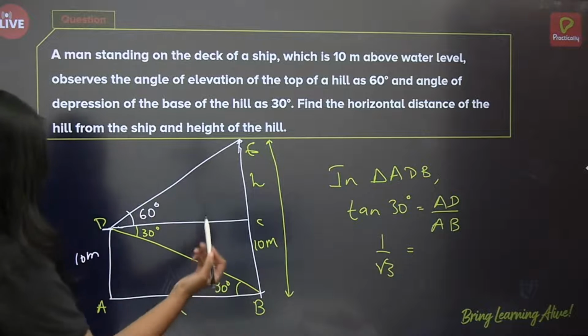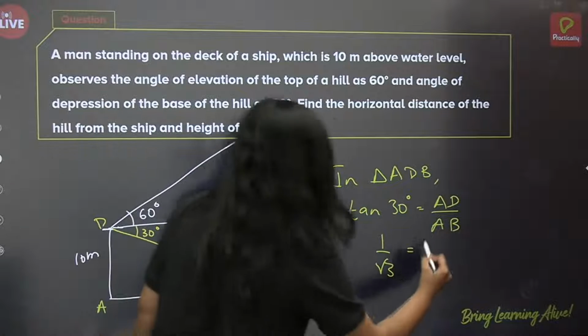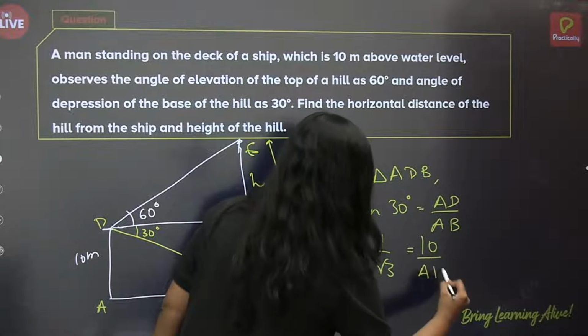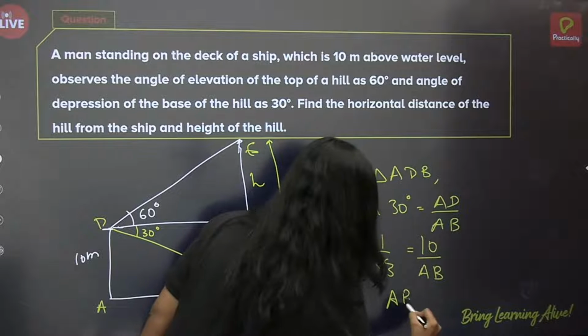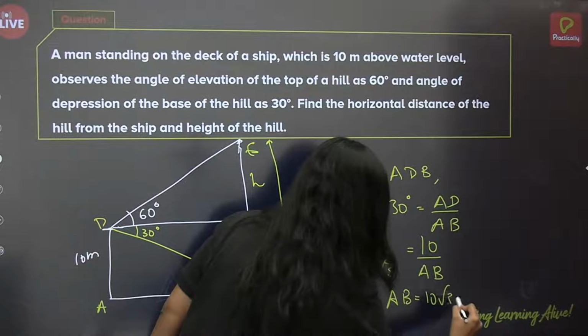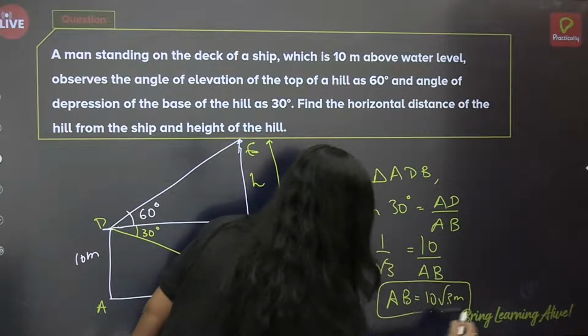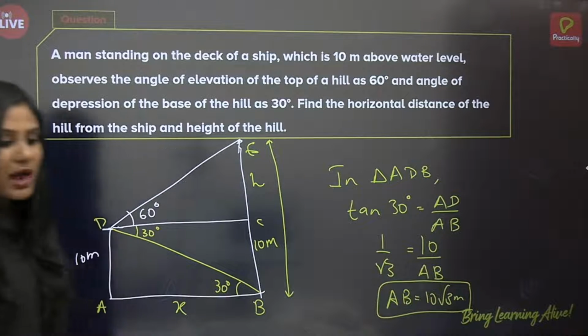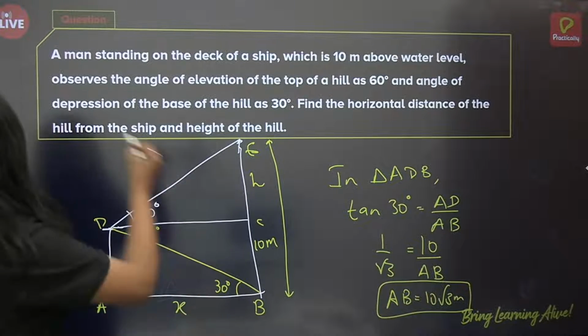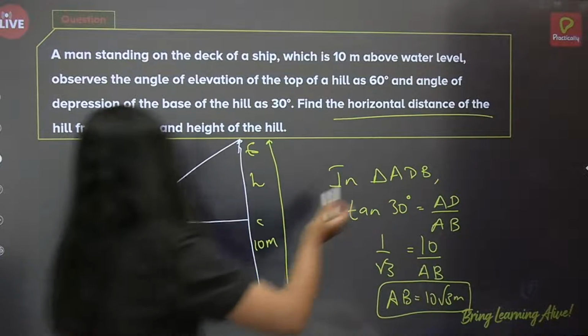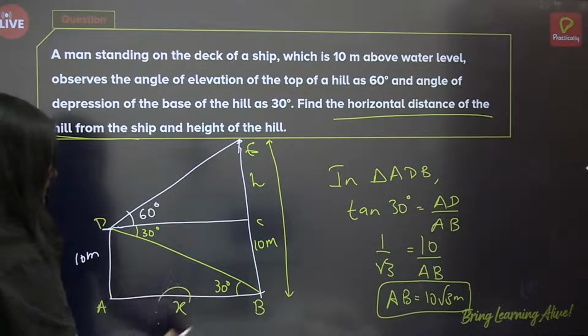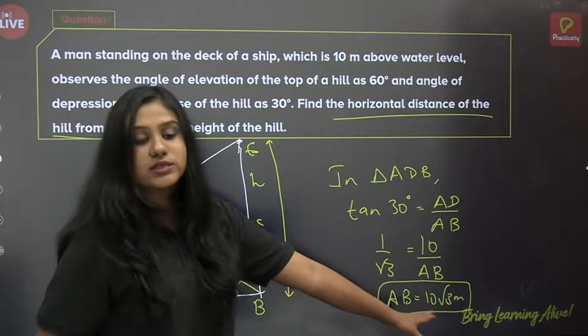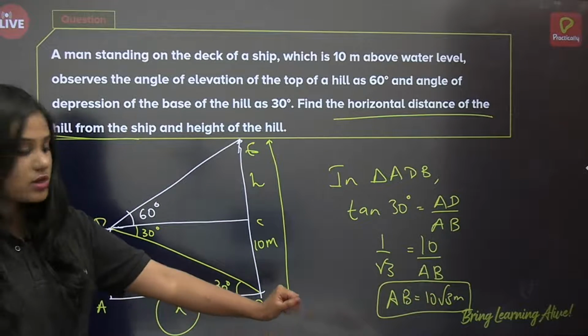And what is AD? 10 meters. AB is AB. So AB equals 10 root 3 meters. So we already got the answer for the first part of the question, that is the horizontal distance of the hill from the ship, that is AB. So what is the distance? 10 root 3 meters. Okay.